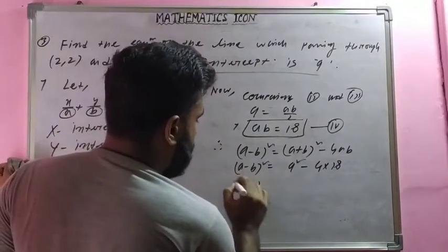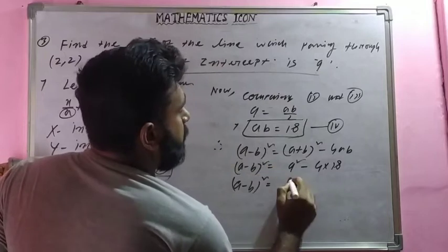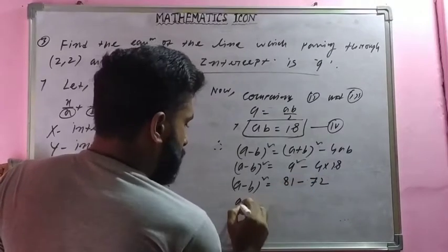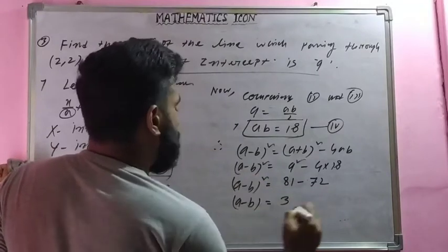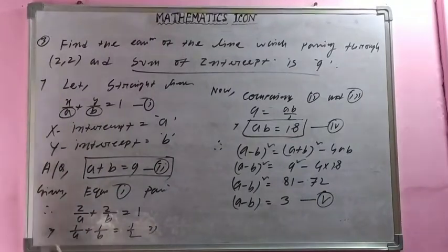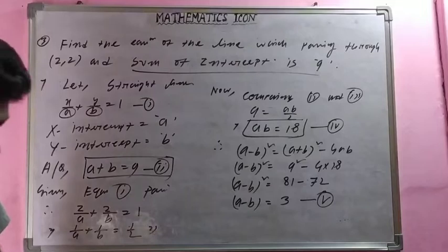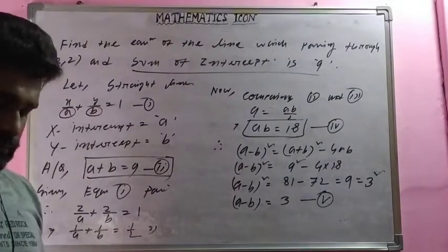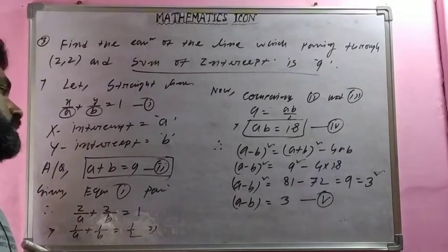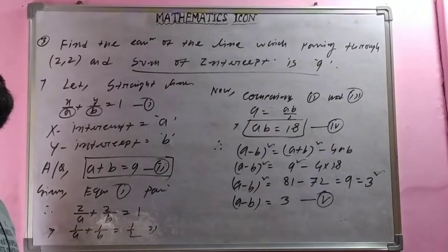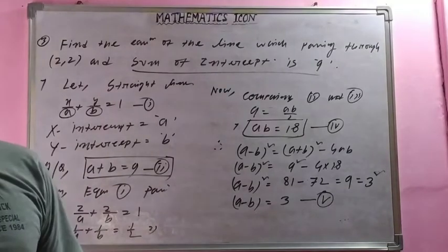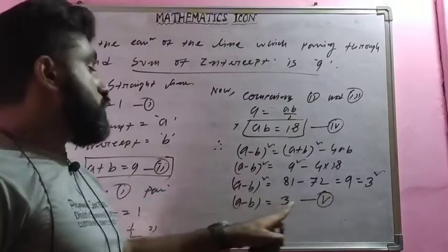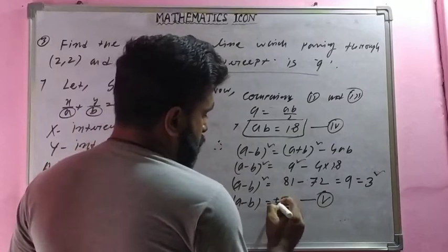so (a minus b) whole square equals 81 minus 72. So a minus b equals 3. So it is your equation number 5. You can use the plus minus sign also, okay, because the whole thing is squared, so you can use plus minus, no problem.